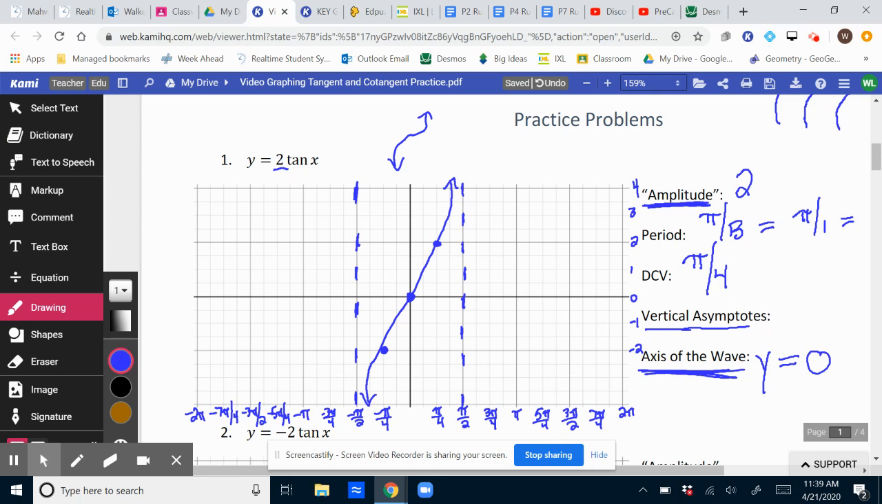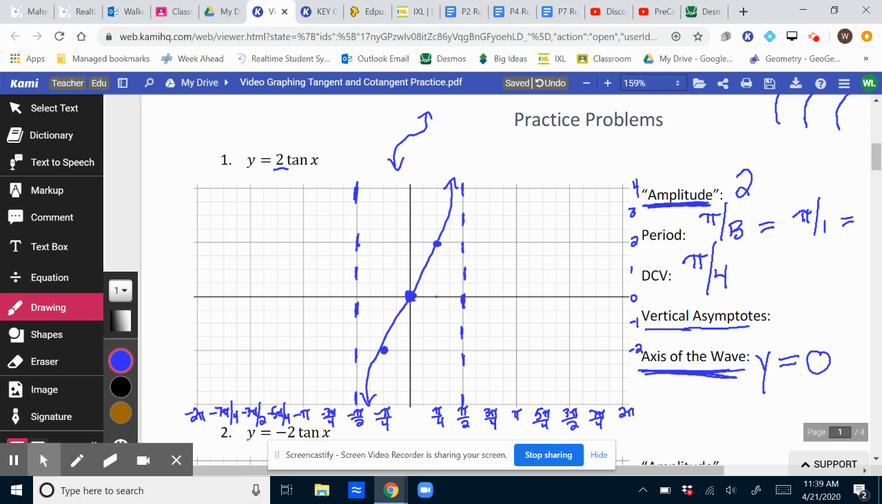All right, so now the starting point was at the midline, right? The other thing you can do right off the bat, the first asymptote will be 2 dCVs away. So again, from the starting point for tan, I start at the midline. The first asymptote is 2 dCVs away.